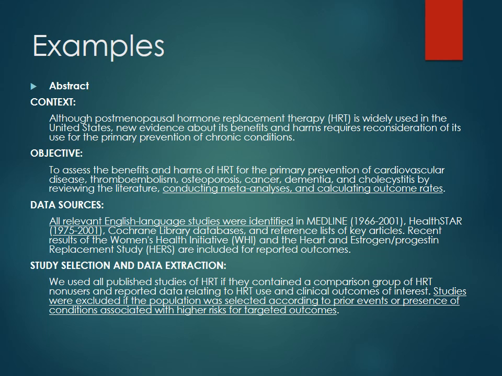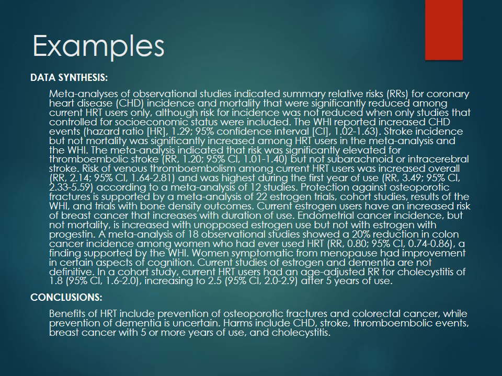But again, here they're looking at the use of HRT in these postmenopausal women. See how they were able to select the studies and how they did the data extraction. So again, studies were excluded if the population was selected according to prior events or presence of conditions associated with higher risk for targeted outcomes. So if they already had uterine cancer, if they already had something that was predisposing them, they were excluded, right? So that's kind of how they selected their studies.